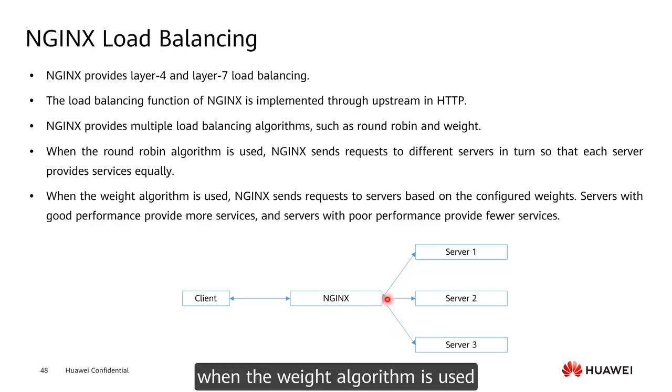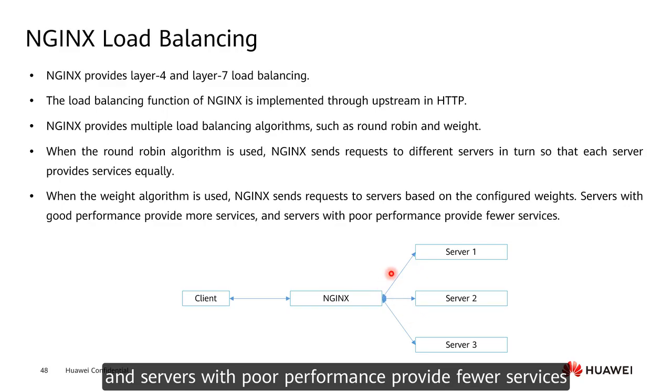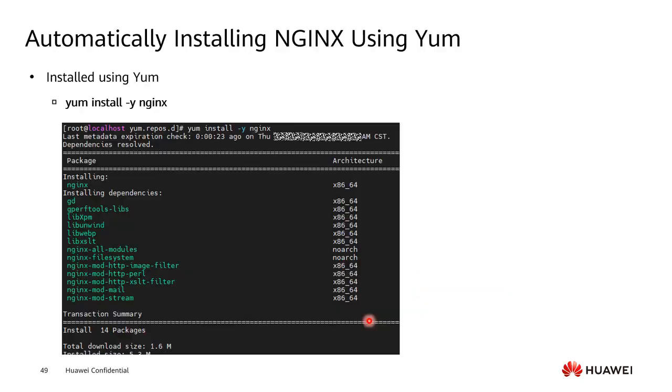When the weight algorithm is used, Nginx sends requests to the server based on the configured weights. Servers with good performance provide more services, and servers with poor performance provide fewer services.